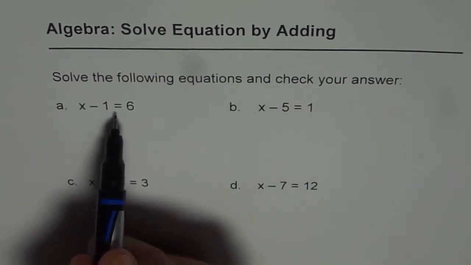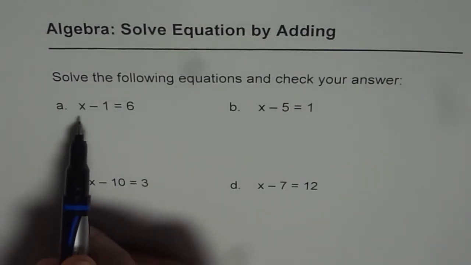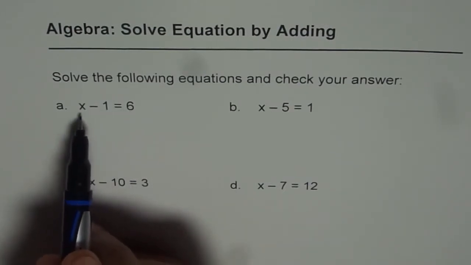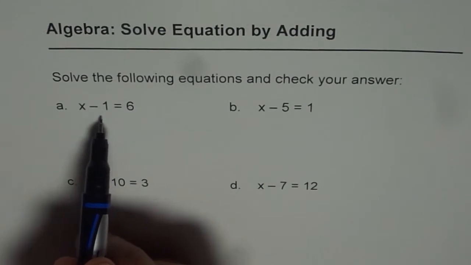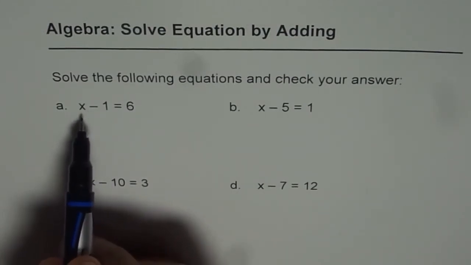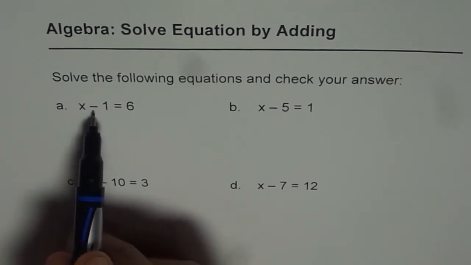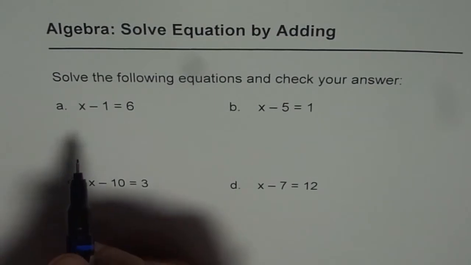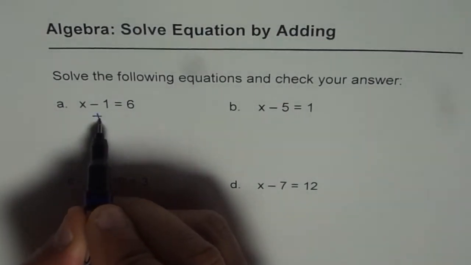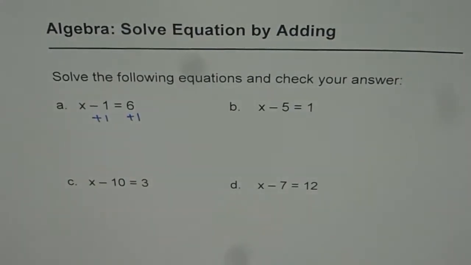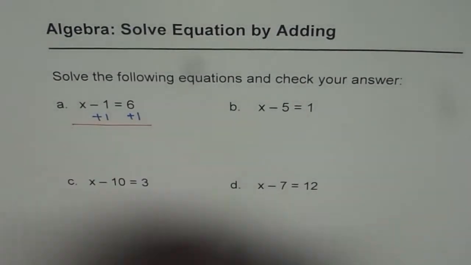x minus 1 equals 6. We need to find the solution of the equation. That means find the value of x. Now on the left side, as you see, we have x minus 1. We want to know what x is, so we should get rid of minus 1. To get rid of minus 1, we can add 1 on both the sides. So if I add 1 on both sides, what do I get?